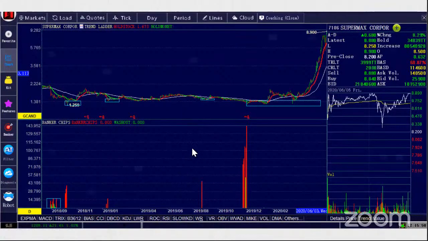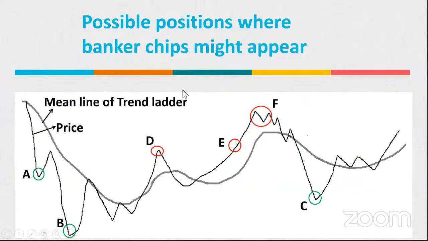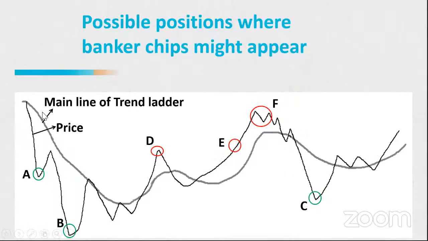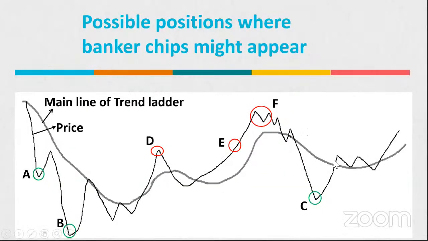Okay, so then let's check in conclusion, the possible positions where bunker chips might appear. Here, I show you this chart. Can you see the thick line here? I call it the main line of trend ladder, okay? The main line of trend ladder.